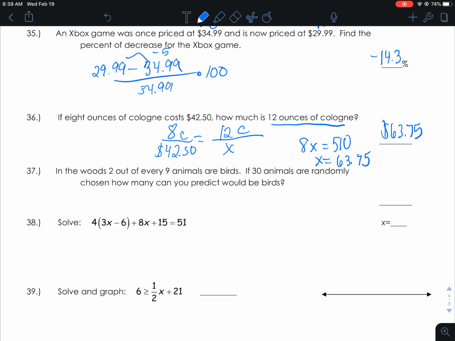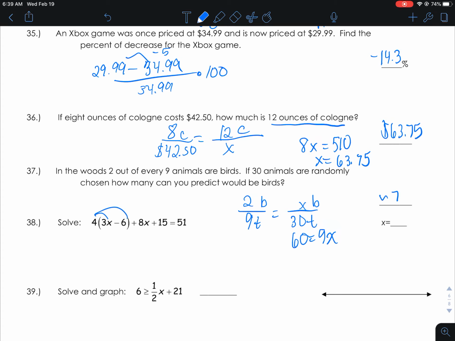In the woods, 2 out of every 9 animals are birds. If 30 animals are randomly selected, so 2 are birds out of 9 total. If 30 total are selected, how many would be birds? So that would be 60 equals 9x, which is 6.6 repeating. So you would say about 7. Or you could even say between 6 and 7 birds would be fine too.